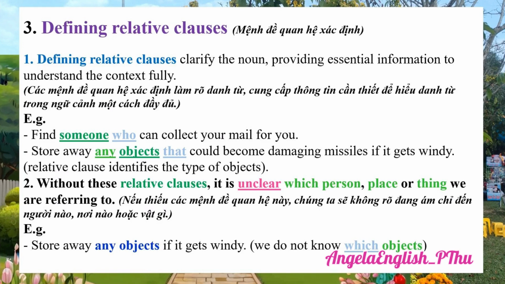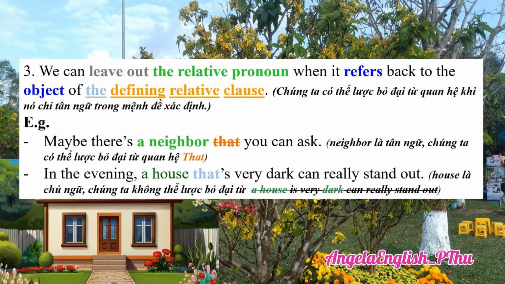2. Without these relative clauses, it is unclear which person, place or thing we are referring to. For example, store away any objects if it gets windy. We do not know which objects. 3. We can leave out the relative pronoun when it refers back to the object of the defining relative clause. For example, maybe there's a neighbor that you can ask. In the evening, a house that's very dark can really stand out.